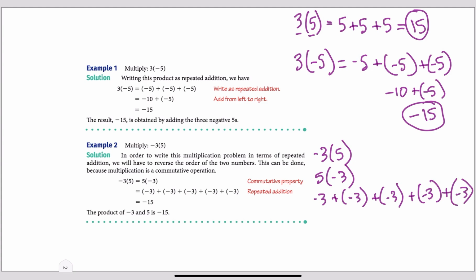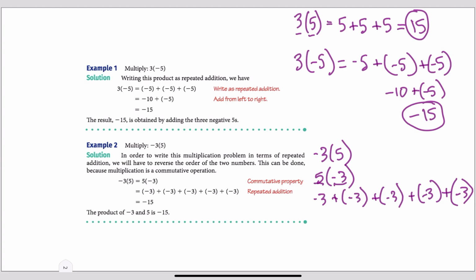And so I have 5 negative 3's added up, repeated addition, and that's what multiplication is. And that's why we learned to add the opposite in the last section, because it'll help us make the connection between multiplication with positive numbers and multiplication with negative numbers, because the multiplication part actually remains the same. We just have to decide what the sign is going to be.